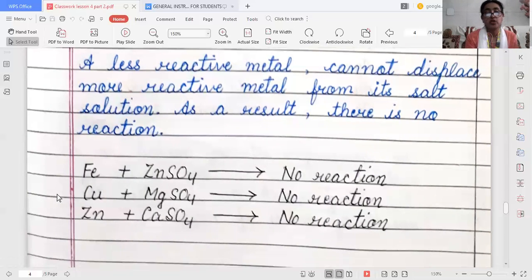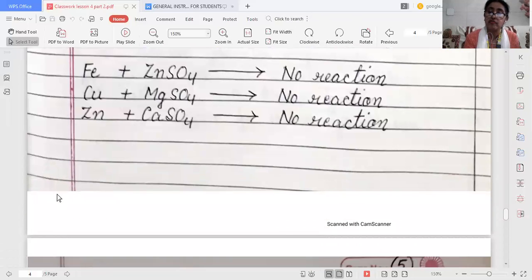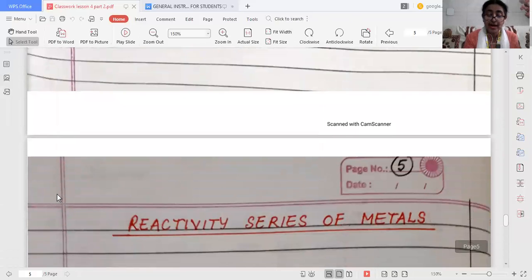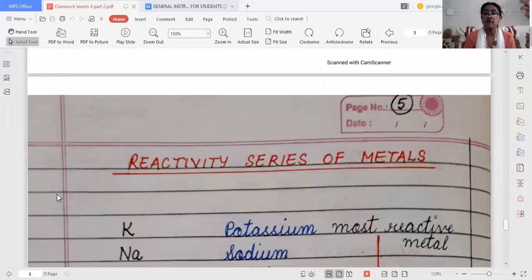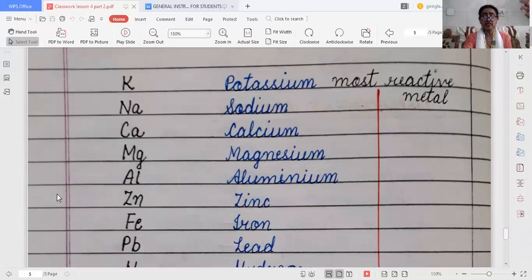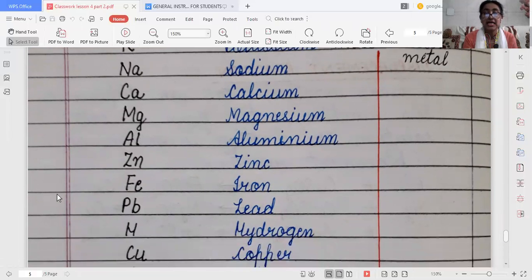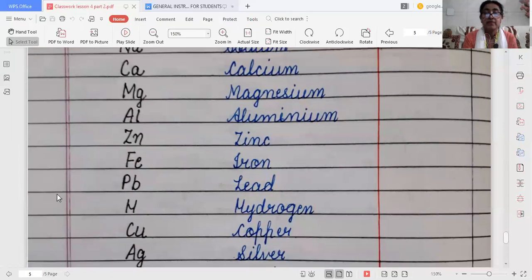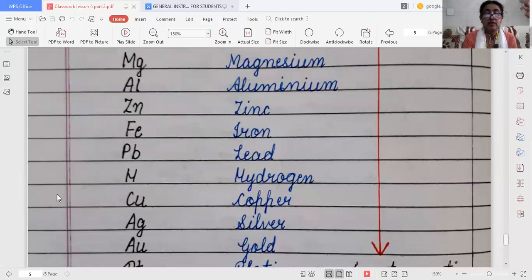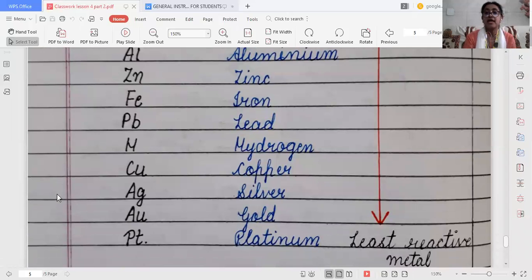For this, it's very important you know the reactivity series of metals, which metal is more reactive and which is the least reactive. Reactivity series is an arrangement of metals in a vertical column in order of decreasing reactivity. As you see here: potassium, sodium, calcium, magnesium, aluminium, zinc, iron, lead, hydrogen, copper, silver, gold, then platinum. Potassium is the most reactive metal and platinum is the least reactive metal.